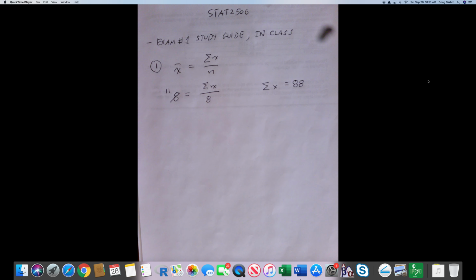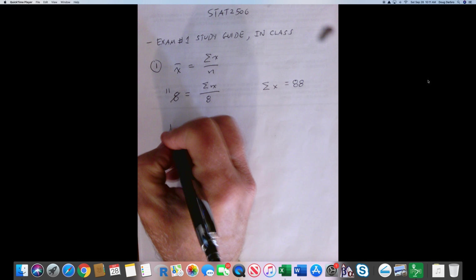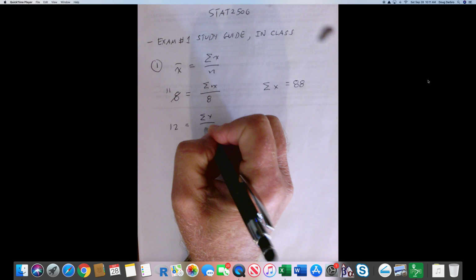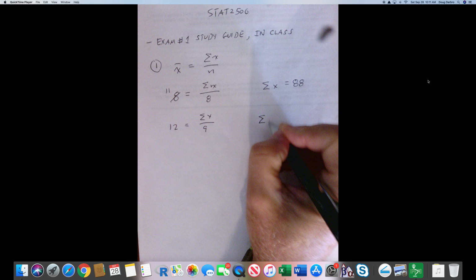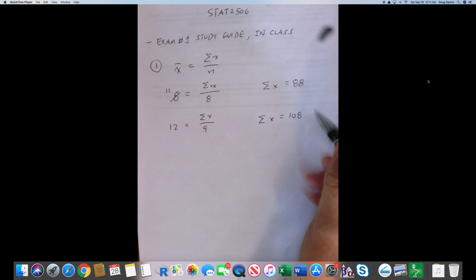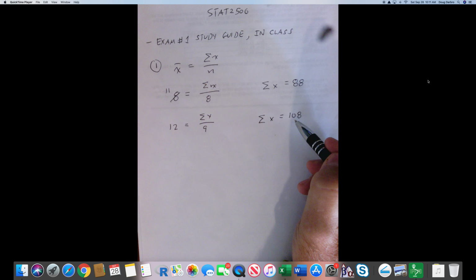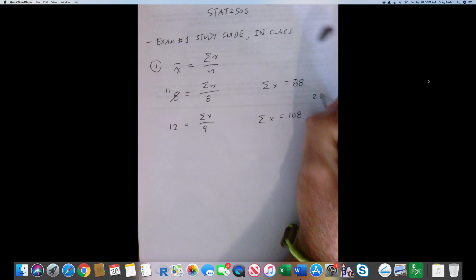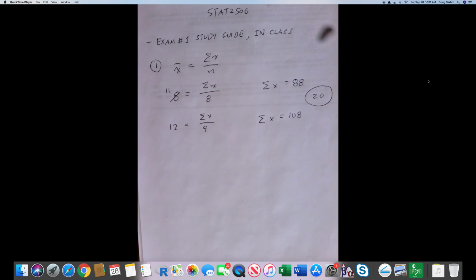Now, how many points would they need to score in the next game to raise his or her average to 12 points per game? Well, we know a 12 would be there. The sum of the x's, we know that 1 game more is 9 games. So the sum of the x's here would be 108. So guys, all you have to do is take the sum of the scores after 9 games minus the sum of the scores after 8 games. So they would have to score 20 points to raise their average by 1 point.